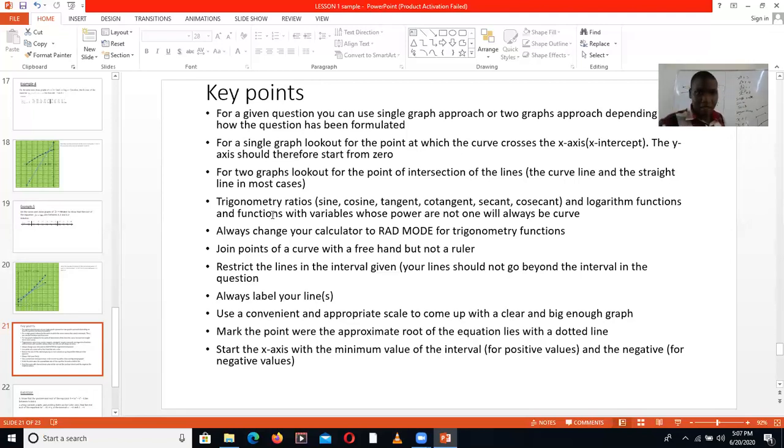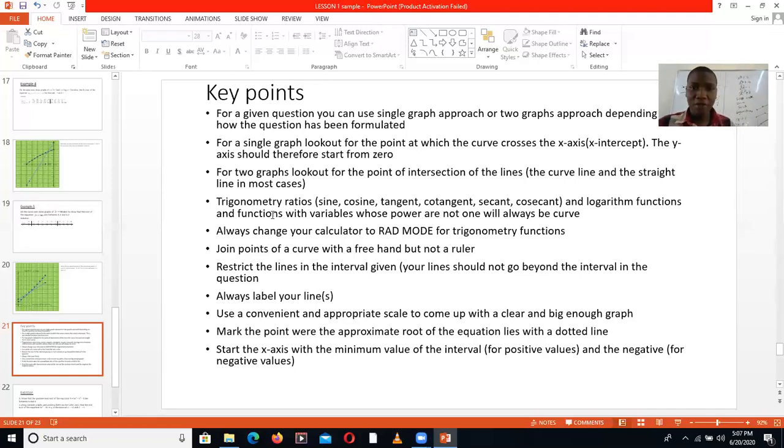Then the other one is always label the lines. If you don't do it, it will lead to loss of marks. Use a convenient and appropriate scale to come up with a clear and big enough graph. If you use a very big scale, you end up with a very funny graph. So choose a convenient scale. You can use the techniques you learned in O-level physics while drawing graphs.